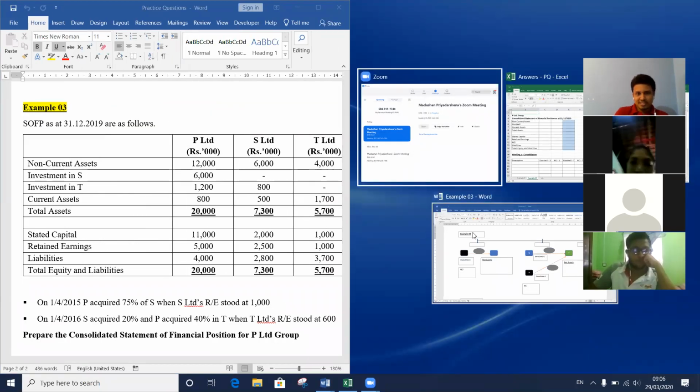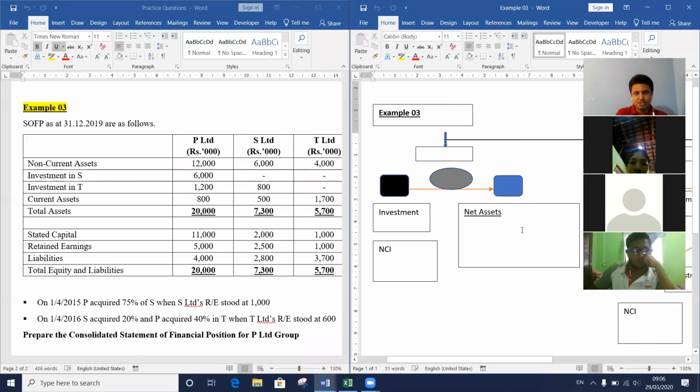So can you remember what is the first thing we need to do? First we need to map these acquisition informations. Right? See here, example number 3.